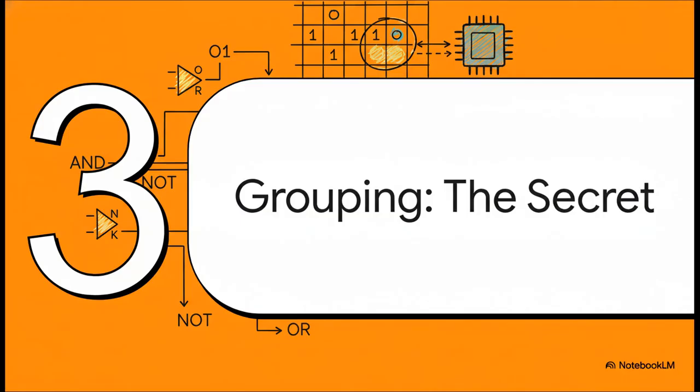Okay, so we've got this new grid shape. How does that help us? Well, this is where the magic really happens. The secret to simplifying with a K-map isn't about doing a bunch of complicated math. It's about a simple visual trick: grouping.